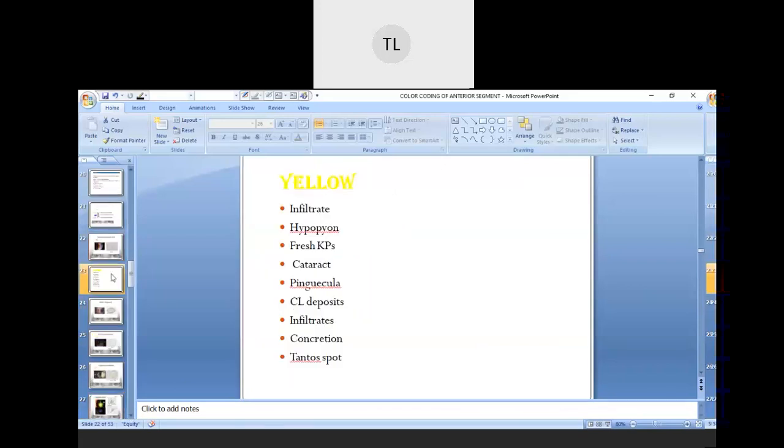The next color that we have is the yellow color. Under the yellow color, we denote the infiltrates, then hypopyon, then fresh KP. What is the full form of KP? Keratic precipitates. Okay, very good, Sadam. And then we have cataract, pinguecula, contact lens deposit, infiltrates, concretions, and Tyndall spots.